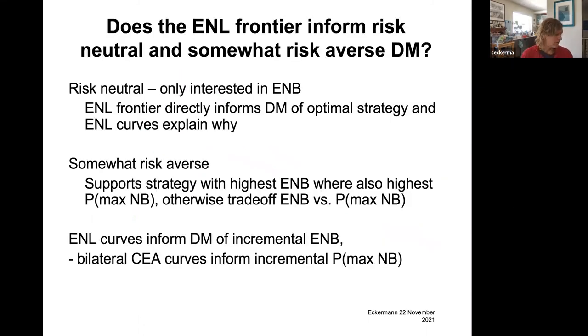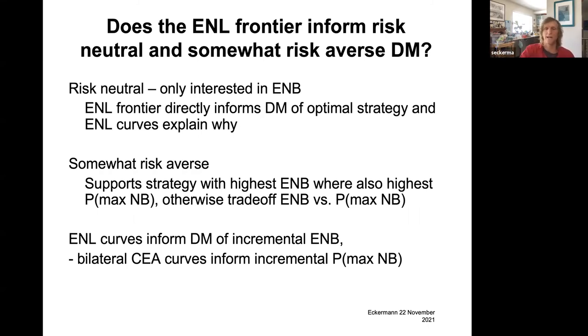Okay, coming back to a risk neutral or somewhat risk averse decision maker. If you're risk neutral, you're only interested in expected net benefit. It's giving you everything you need to know about that across the six strategies and informing you which one minimizes expected net loss, equivalently maximizes expected net benefit. So it directly informs your optimal strategy. If you're somewhat risk averse, then you're going to support that same strategy where it also has the highest probability of maximizing net benefit.